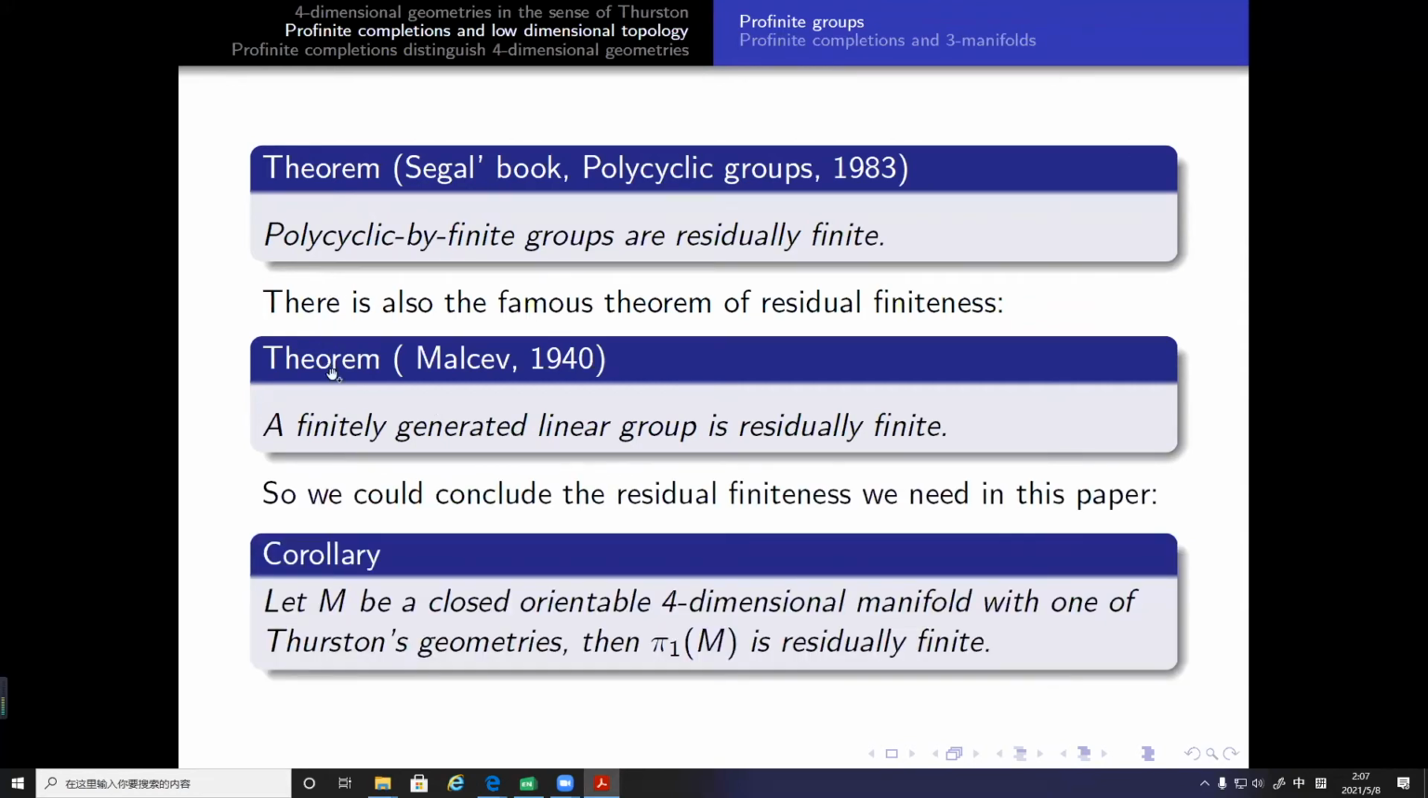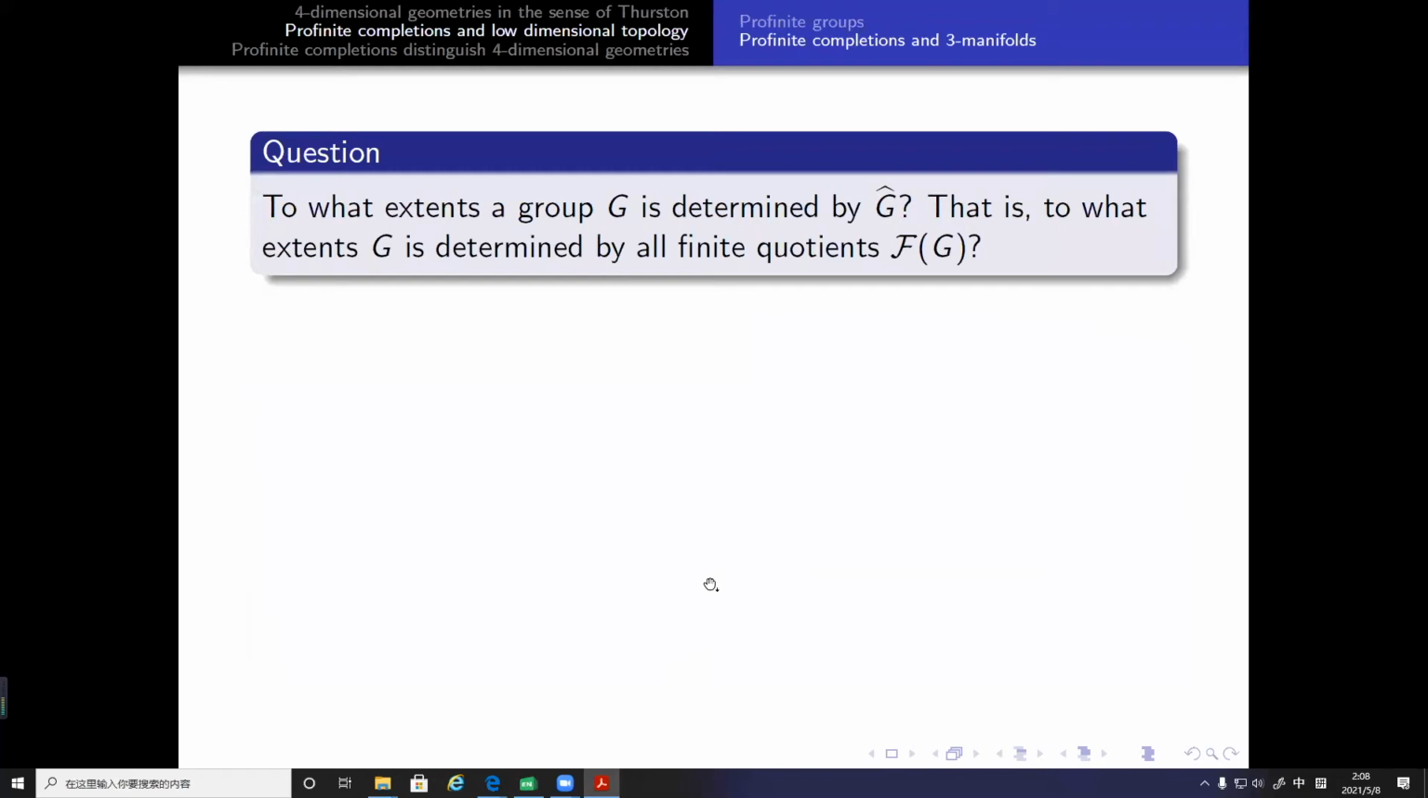The corollary of all the above is that if M is a closed orientable four-manifold with one of the 19 geometries above, then its fundamental group is residually finite. Since the fundamental group is residually finite, we can study its profinite completion. The standard question is, for a discrete group G, to determine which properties of G, or of the manifold with fundamental group G, are determined by its profinite completion.